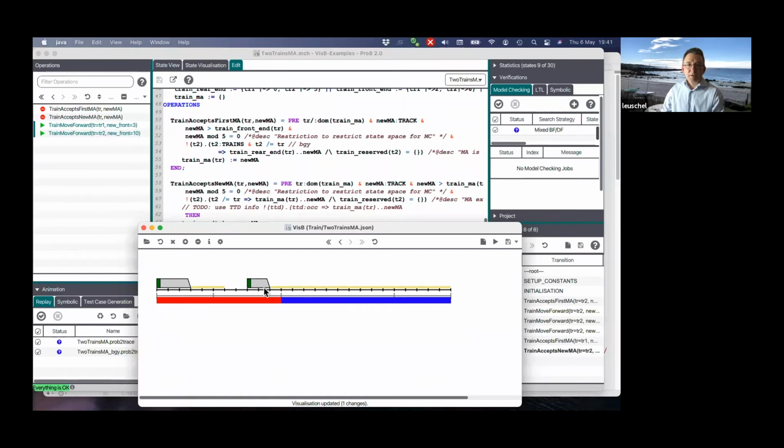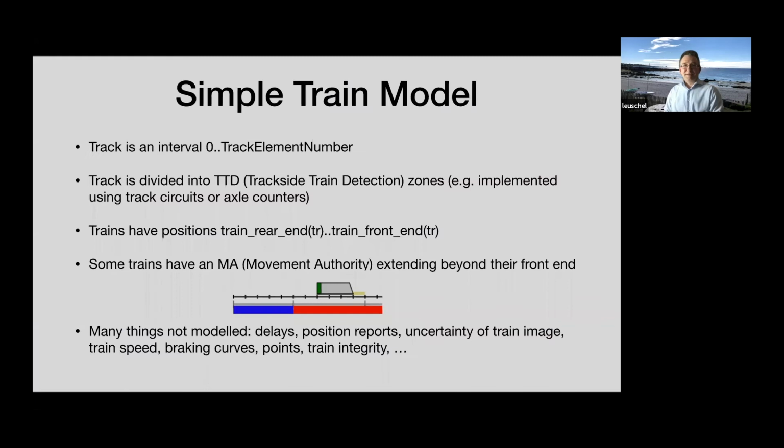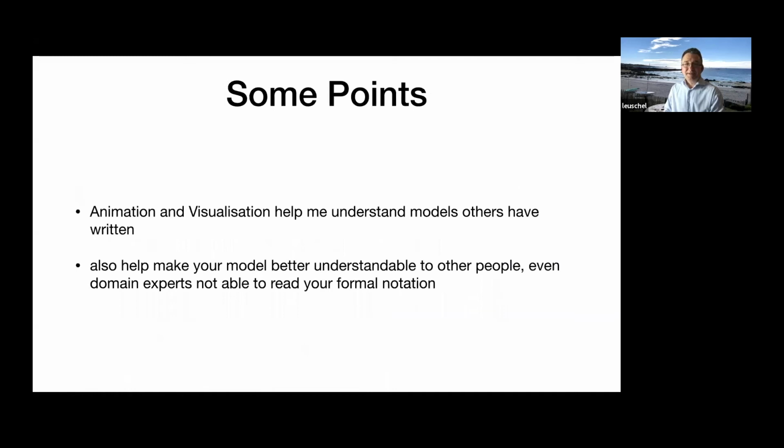So you can now see that, for instance, the trackside detection works straight away. Trains can move to the end of their movement authority. Everything seems to work. Okay, so that was a very small demo of visualization. I hope I've convinced you.